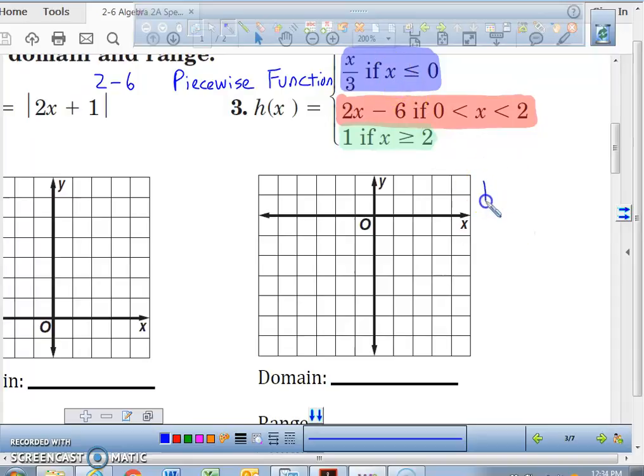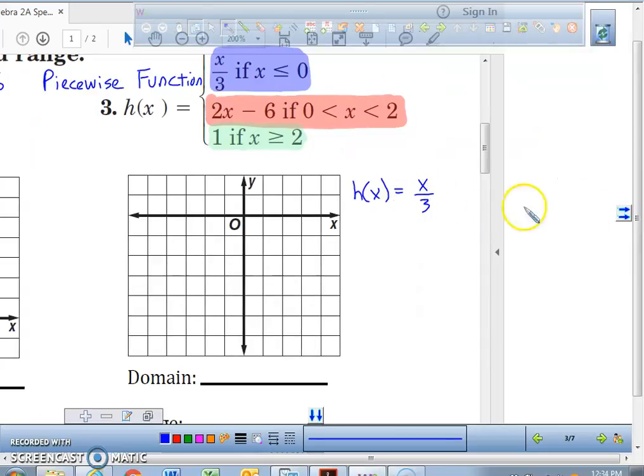I want you guys to write to the right: h of x equals x over 3 if your x values are less than or equal to 0. Now this is the same as the graph y equals 1/3 of x. X divided by 3 and 1/3 of x mean the exact same thing. This is a linear function.